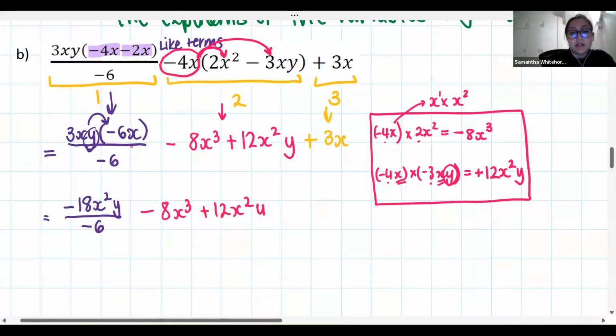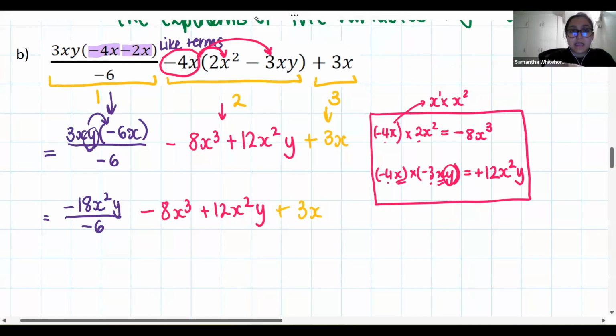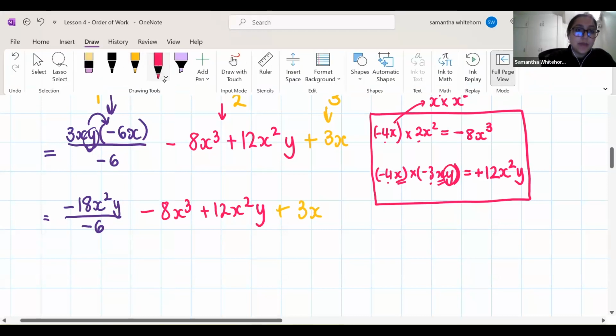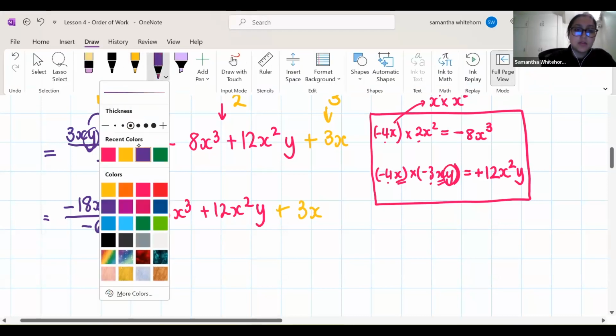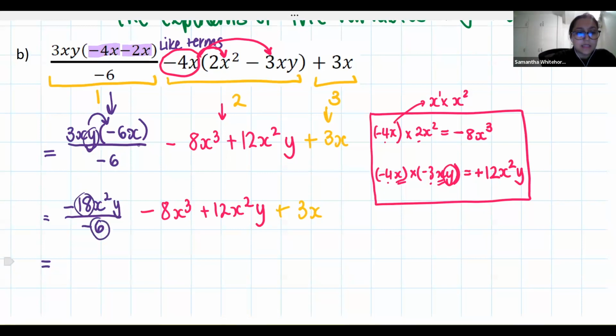Remember, like I said right at the start of the lesson, rather take your time and get it right than rush and make silly mistakes. So back to our first term, all the other terms stayed the same. They're simplified, I'm not doing anything more. I now need to deal with this division. A negative divided by a negative is a positive. 18 divided by 6 is 3. So I've got positive 3.